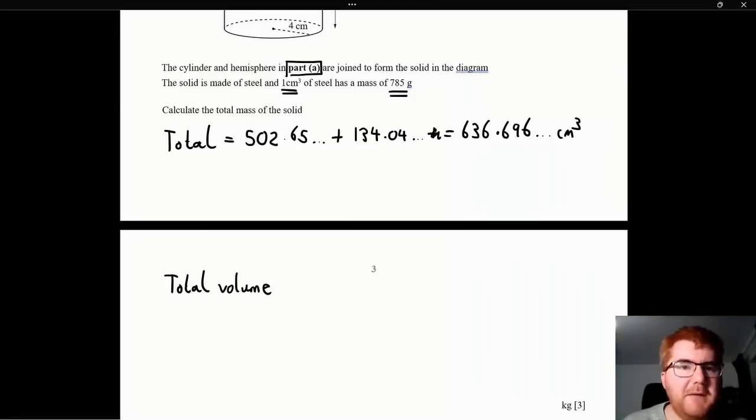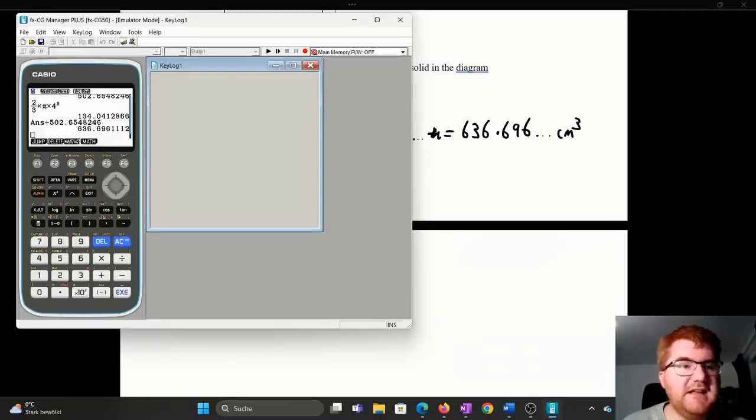So our total volume, and we need to multiply that by 785. So we can work out in grams exactly how much the mass is. So we take our previous answer, again, using the answer button is really important to stop any rounding errors. We're going to times that by 785. That gives us some big number.